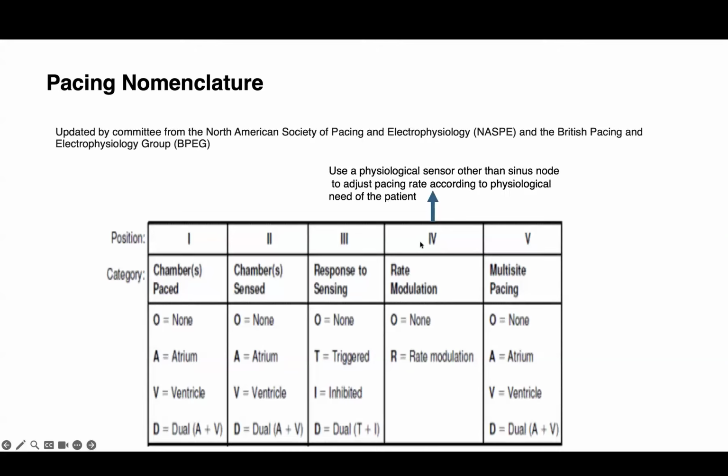So rate modulation, what it means is it uses a physiological sensor other than the sinus node to adjust pacing rate according to the physiological need of the patient. And multi-site pacing, it is rarely used, mainly for anti-tachycardia or resynchronization function. So this is just for exam perspective. If at all they keep a permanent pacemaker, you may need to know about this.